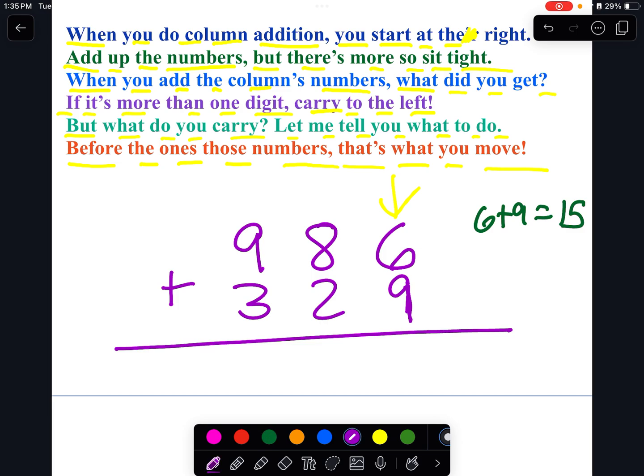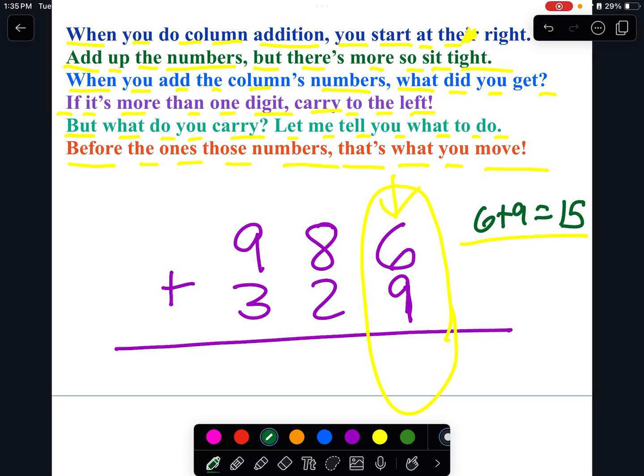When you do column addition, you start at the right. Add up those numbers, but there's more, so sit tight. When you add the column's numbers, what did you get? If it's more than one digit, carry to the left. But what do you carry?